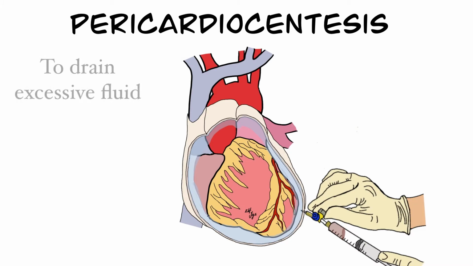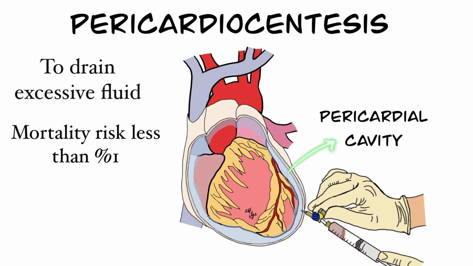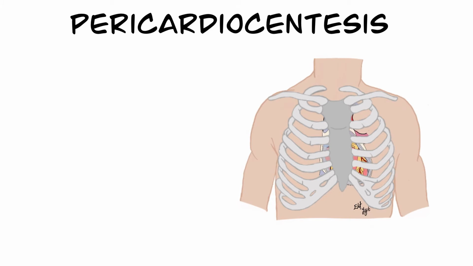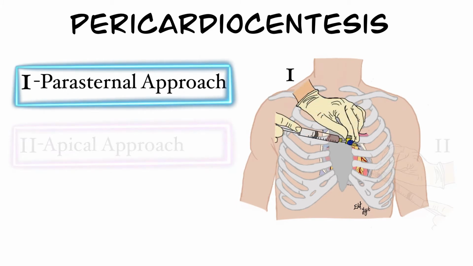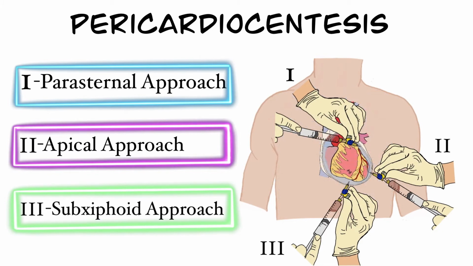Pericardiocentesis is a procedure to drain excessive fluid inside the pericardial cavity under ultrasound guidance. This procedure's mortality risk is less than 1%. Also, with a mortality rate of 1 to 3%, pericardiocentesis may be considered a safe procedure. There are different approaches for entering the pericardial cavity: parasternal, apical, and subxiphoid. Complications will be different depending on the preferred approach. While the apical approach has a risk of ventricular fibrillation, the parasternal approach is related to a higher incidence of pneumothorax. Although the subxiphoid approach is considered the safest during an emergency, it may result in colonic, hepatic, and gastric injuries.